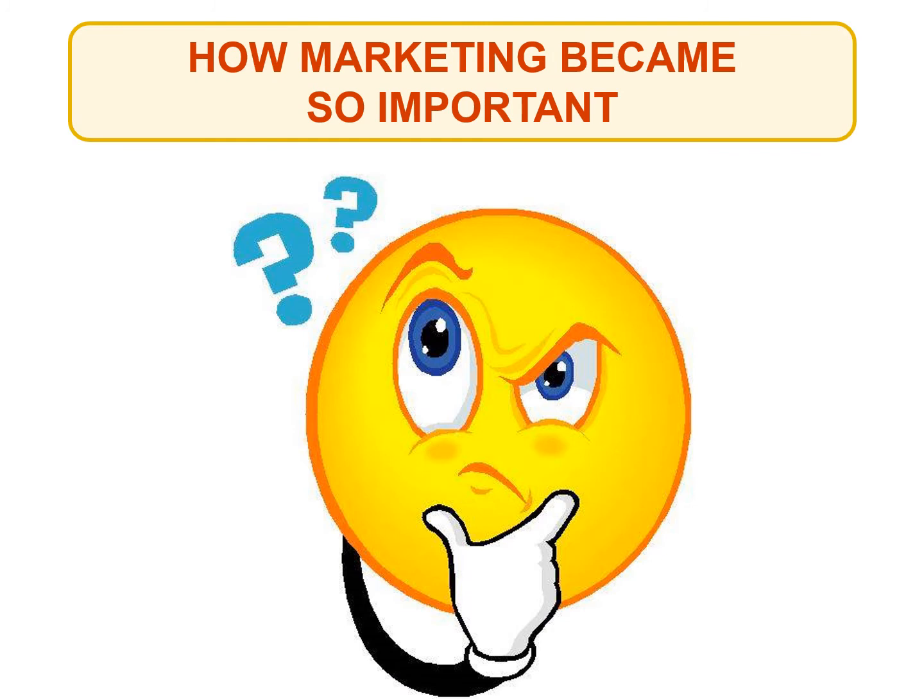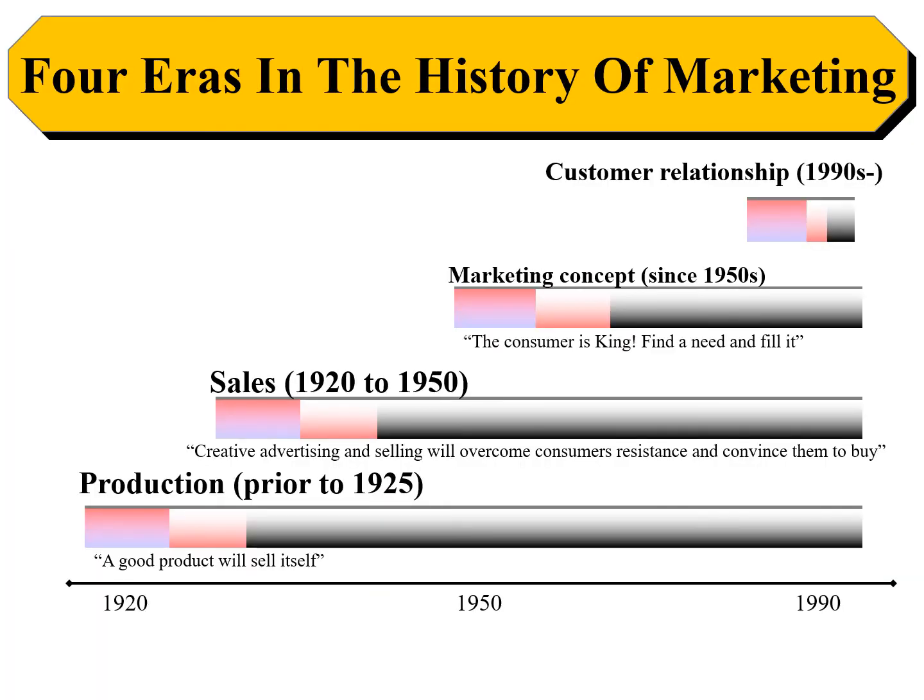So, how did marketing become so important? When did marketing become important, and how did it become important? In order to understand that, we need to look at the four eras in the history of marketing. Prior to 1925, to be specific, was the production era, which, as you can see here in the bottom bar, says a good product will sell itself. In the production era, the companies just used to produce the products as per their own requirement, as per their own convenience, and the idea was that a good product will sell itself.